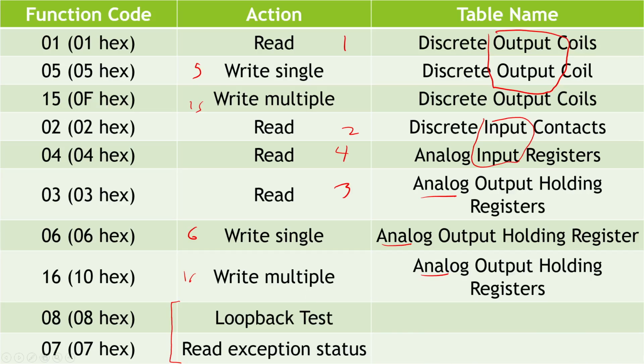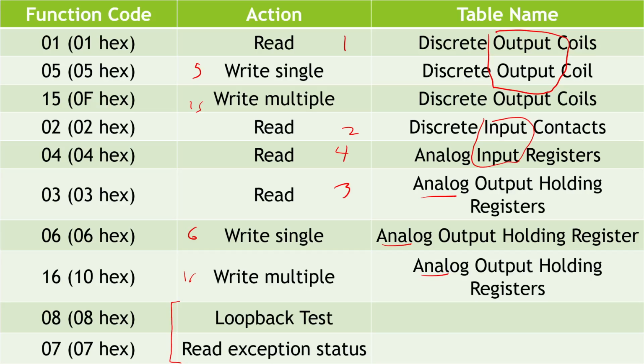So talking about these 2 at the very bottom, notice I don't have any table name for them. So the loop back test, let's talk about that one first. The object of this function code is to test the operation of the communication system without affecting the memory tables at all. So basically me saying, hey, are you there? Is this working? And you're going, yeah, I'm here. You got this. All right, that's all it's saying.